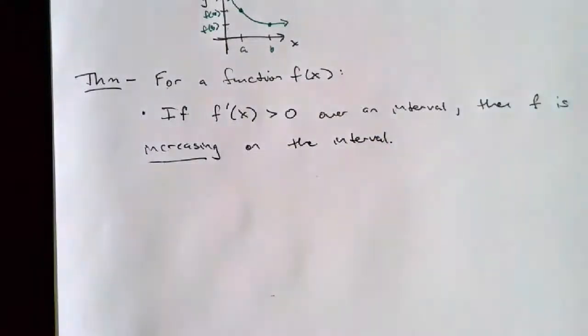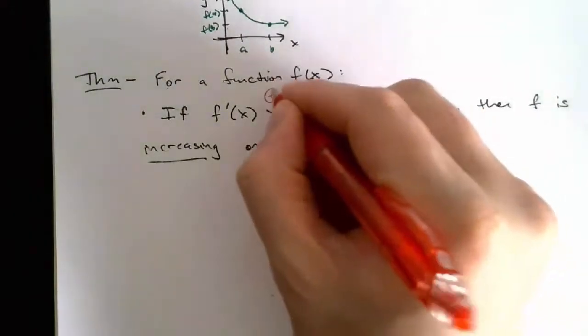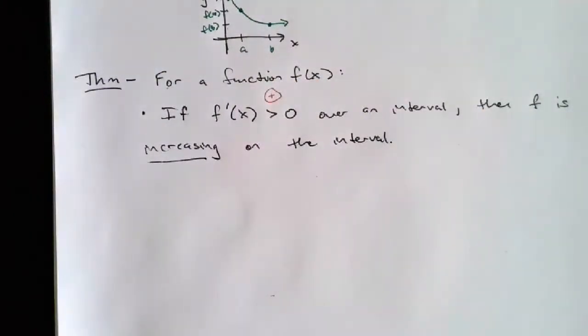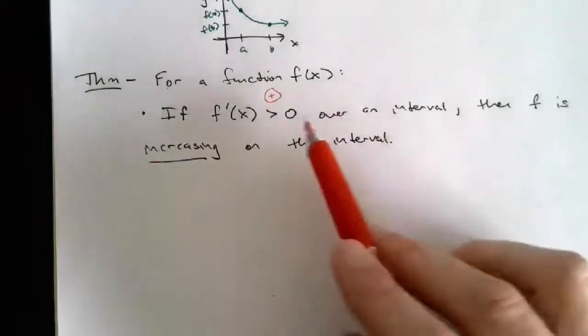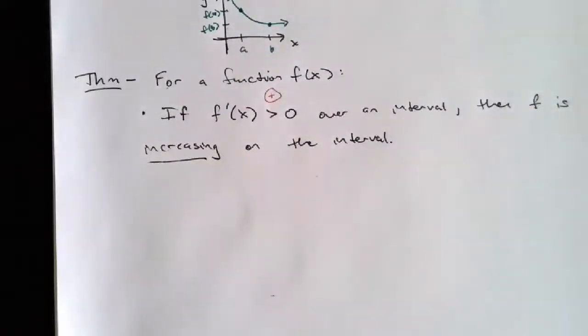First off, we're talking about an interval, so it doesn't mean the entire function's increasing, just on a specific interval. The other thing to note is that when I say f prime of x is greater than 0, what I'm really saying is f prime is positive. And remember, the derivative gives you the slope of the tangent line at a point. So if the slope of the tangent line is positive, then the original function is increasing, which makes sense, because a positive slope is moving upward from left to right. So the derivative gives you information about what the original function would look like.